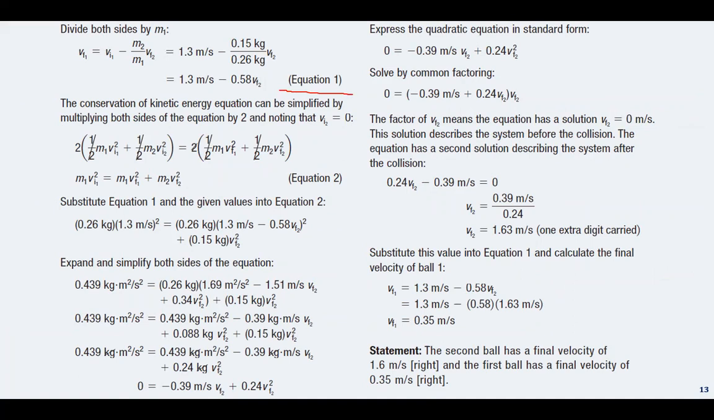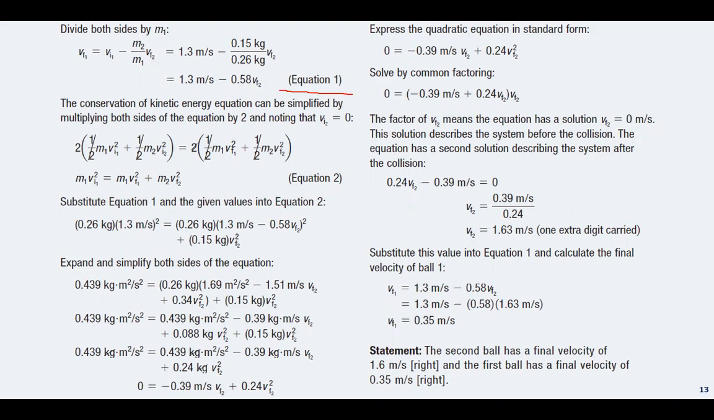The conservation of kinetic energy equation can be simplified by multiplying both sides of the equation by 2, and noting that VI2 is 0, right? So this gives us a simplified form, which is M1 VI1 squared equals M1 VF1 squared plus M2 VF2 squared. Let's call this equation number 2. Then we can substitute equation 1 and the given values into equation number 2.